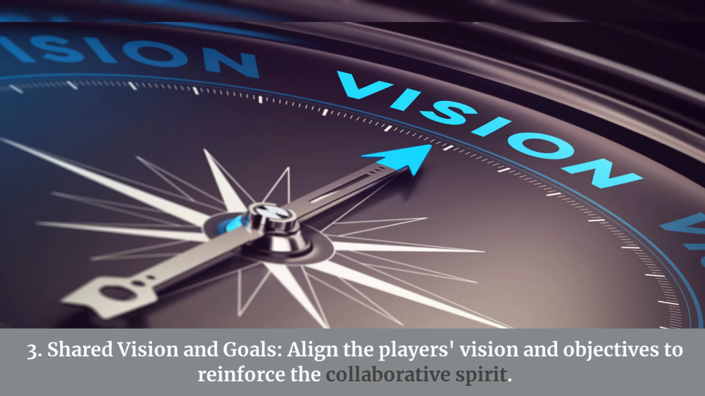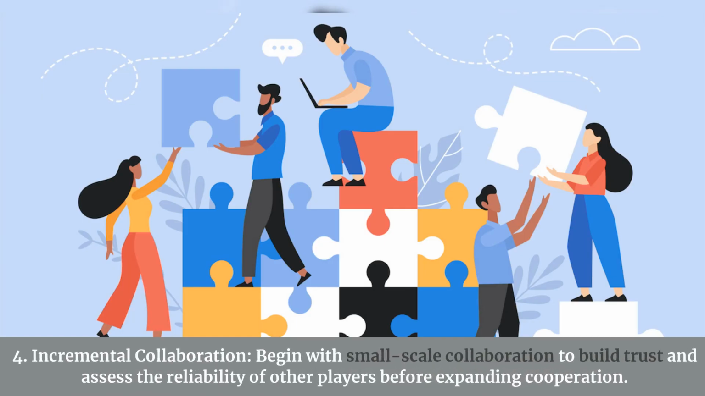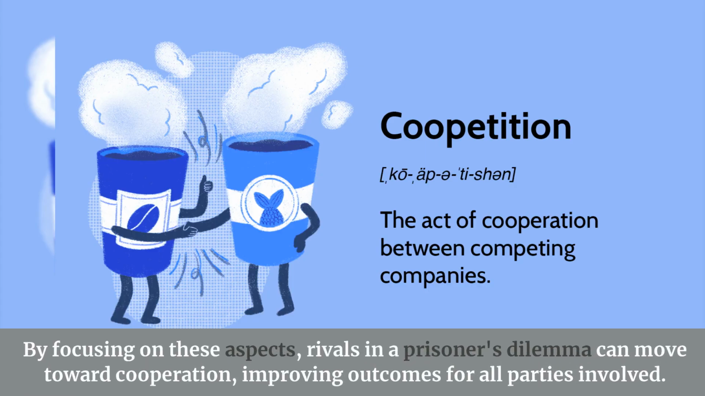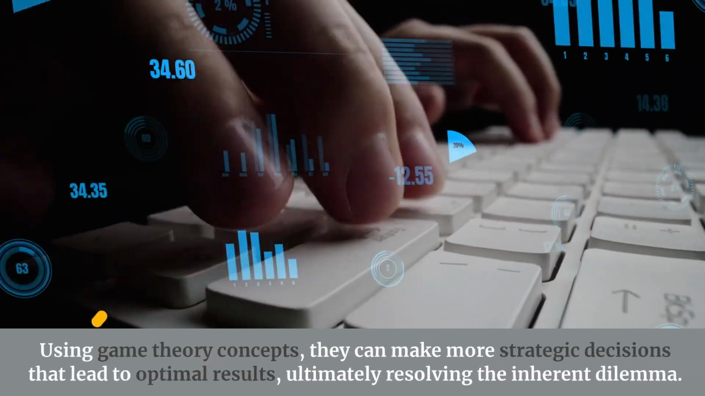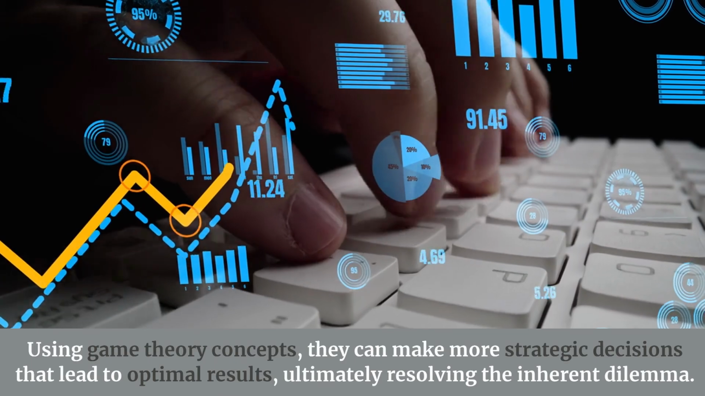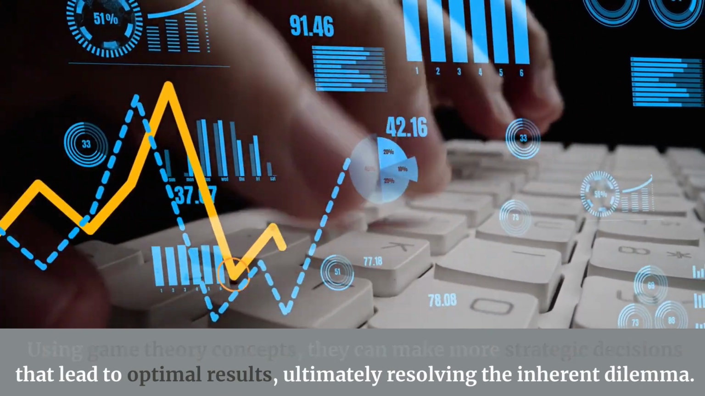3. Shared vision and goals. Align the players' vision and objectives to reinforce the collaborative spirit. 4. Incremental collaboration. Begin with small-scale collaboration to build trust and assess the reliability of other players before expanding cooperation. By focusing on these aspects, rivals in a prisoner's dilemma can move toward cooperation, improving outcomes for all parties involved. Using game theory concepts, they can make more strategic decisions that lead to optimal results, ultimately resolving the inherent dilemma.